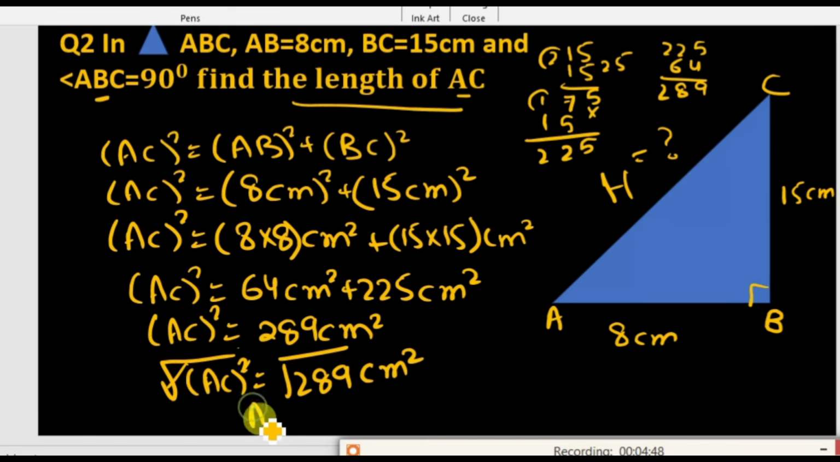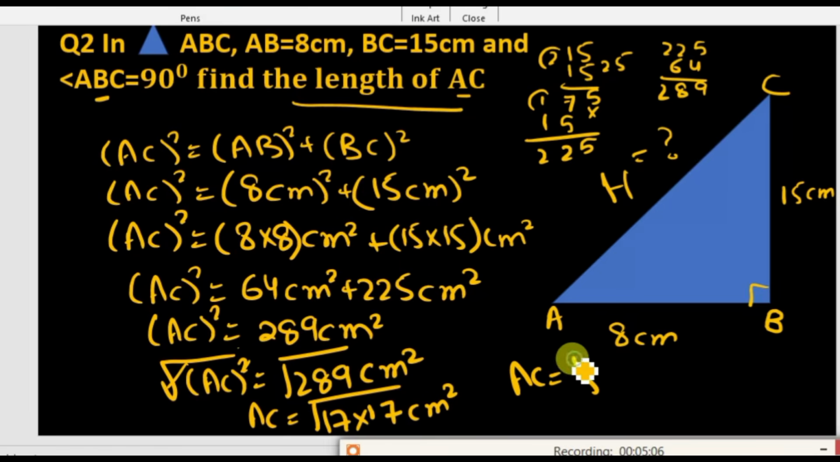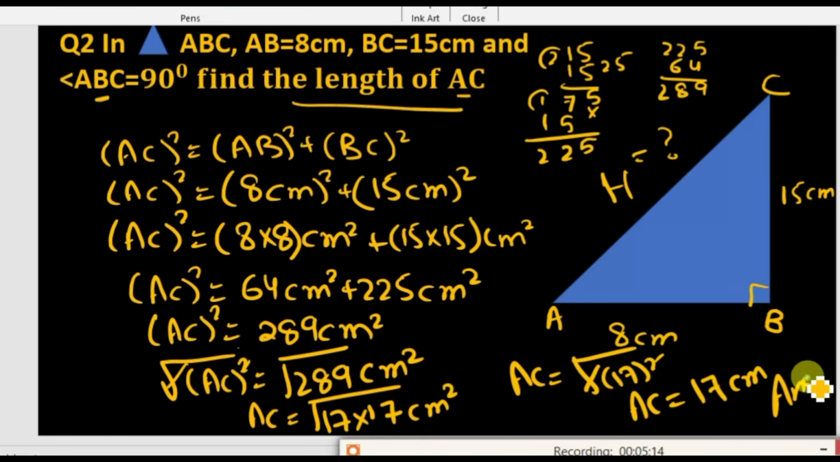Tell me, students, AC is equal to, yes, 17. 17 multiply 17 is equal to 289. So AC is equal to 17, the square and square root cancel. AC is equal to 17 centimeter. This is your answer. I hope you cleared it very well.